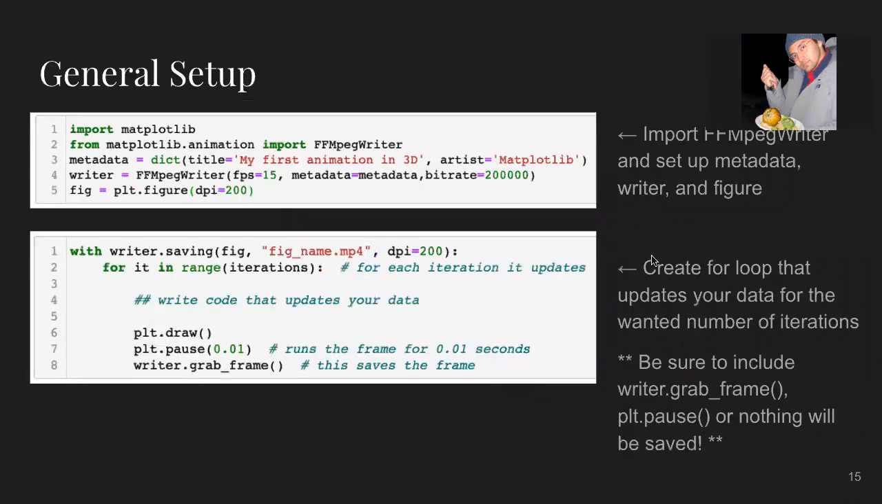Okay, yeah, so that's the general setup for any animation. First, you just need to import your libraries and set up your metadata, writer, and the figure. And then you create an outer with statement and for loop that will update the data for the number of frames you want to do. And then in the middle of your code, anything that just plots your data. And then at the very end, the three steps of draw, pause, and grab frame to actually save the data and make it all into an MP4.